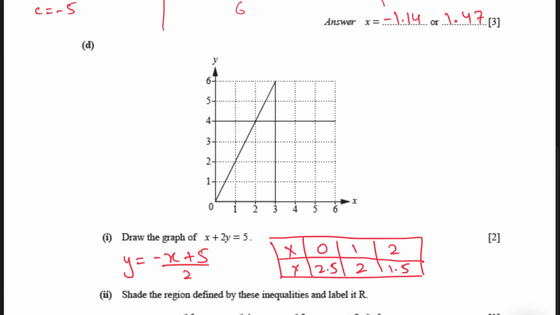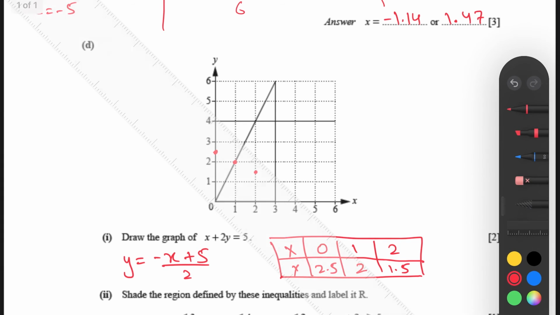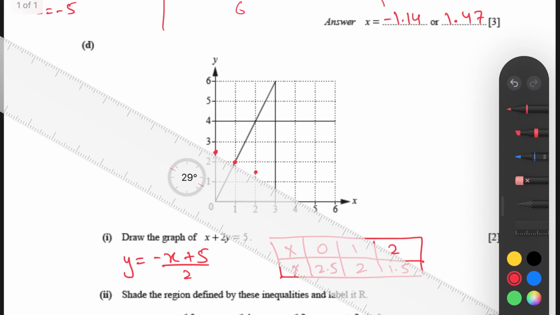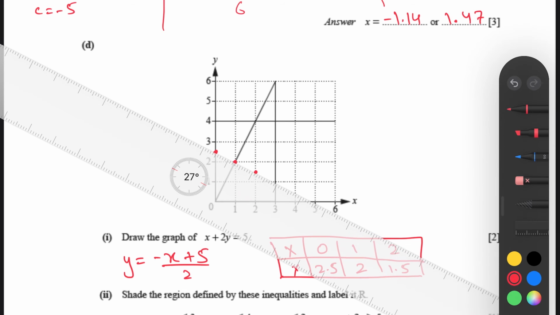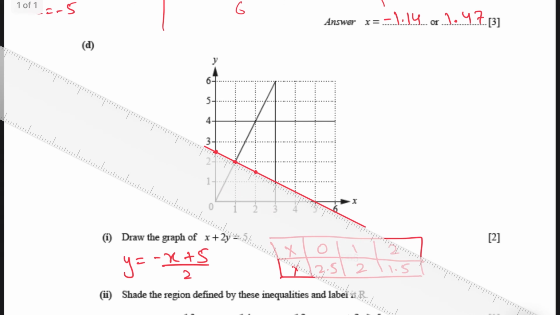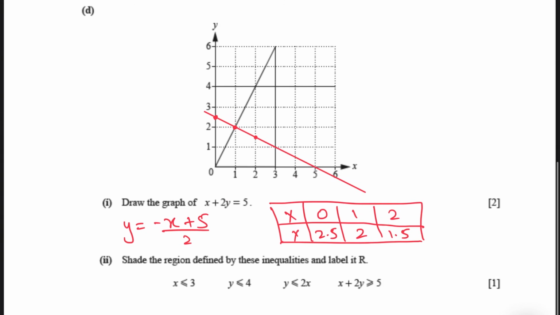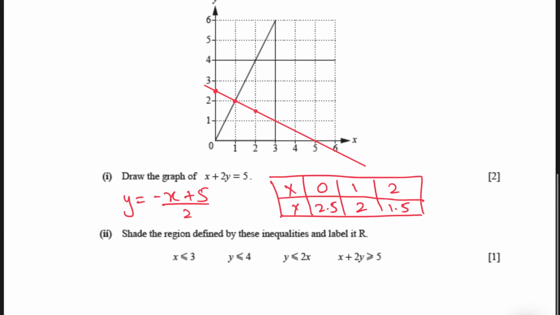So 0 and 2.5 is supposed to be here. 1 and 2 is supposed to be here, and then 2 and 1.5 is going to be over here. Okay, let's draw a straight line connecting these 3 points. This needs to be exact. Okay, so the line goes like this. Perfect. The next part says shade the region defined by these inequalities and label it R.